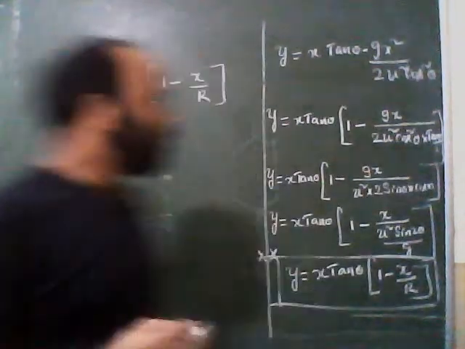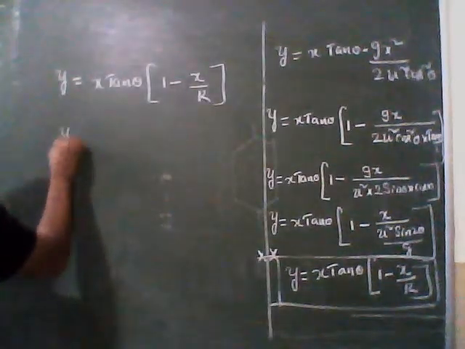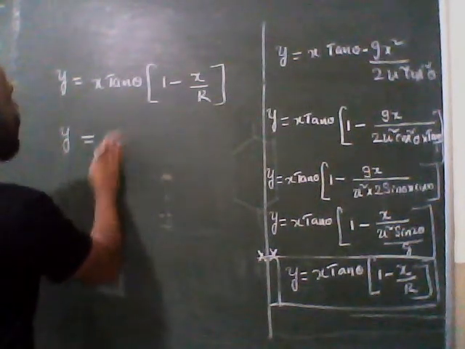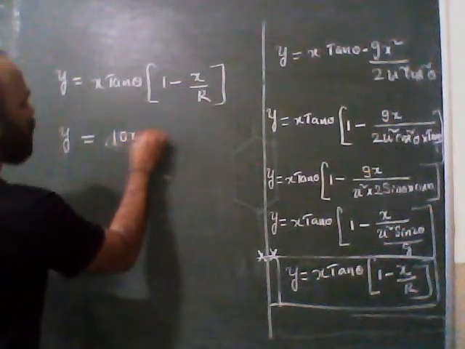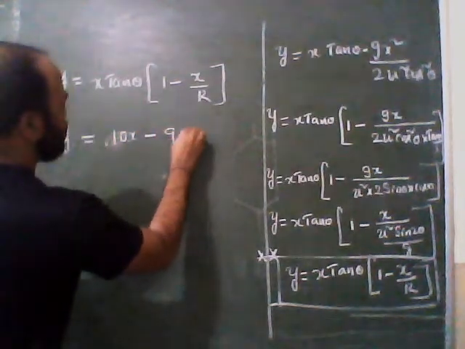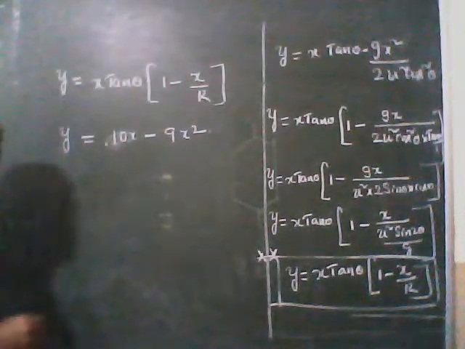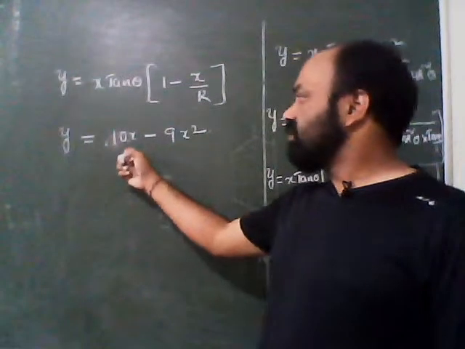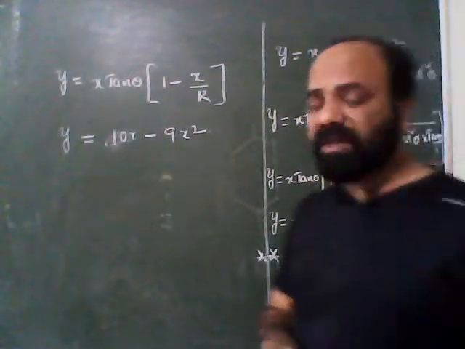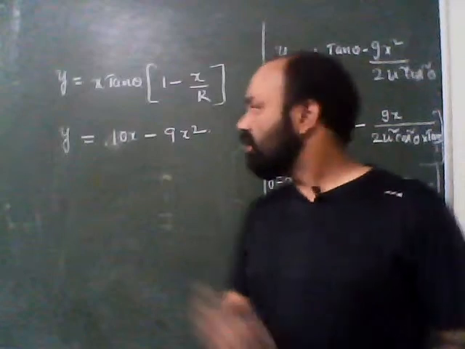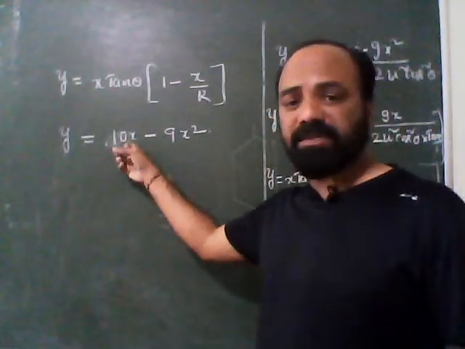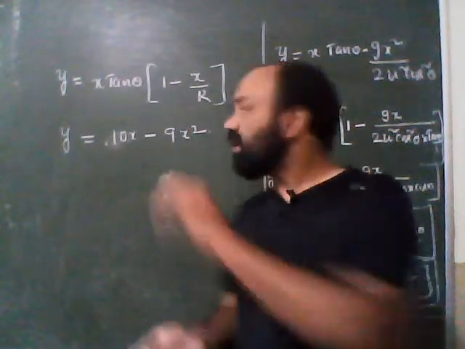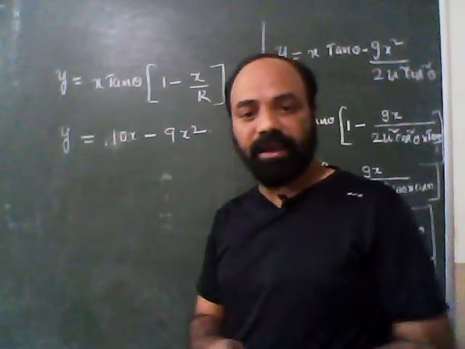They will give one problem. The equation of a trajectory of a projectile is y equals 10x minus 9x square. The equation of a trajectory is given y equals 10x minus 9x square. Now they will ask, find the range of this projectile.